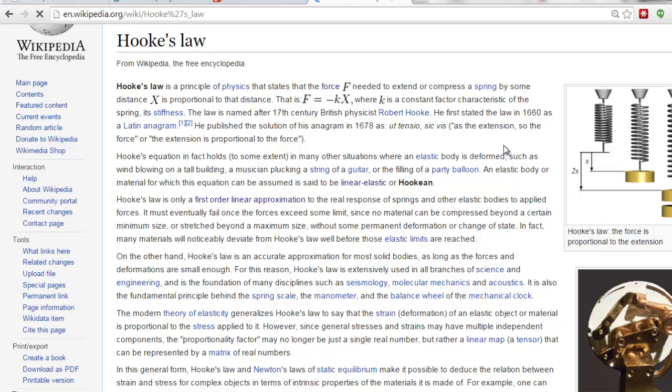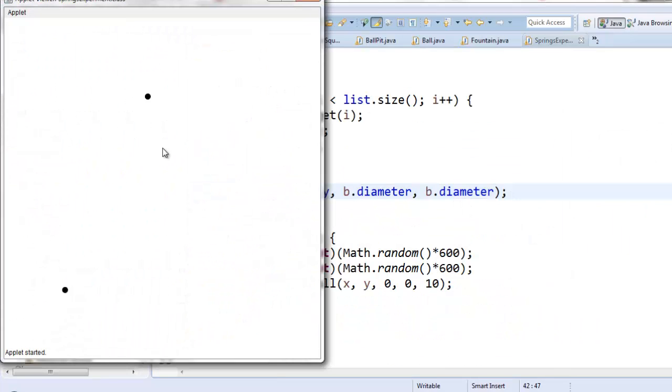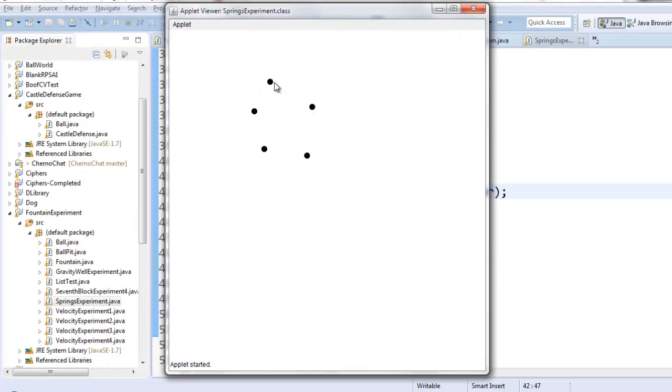So in my program what I did was I said, let's pretend that all of our invisible springs are happy when they are length 100. Then what I did, let's run it again. Then what I did is for every single ball object, I loop through all the other ball objects. And I find what's the distance from each ball to the next one.